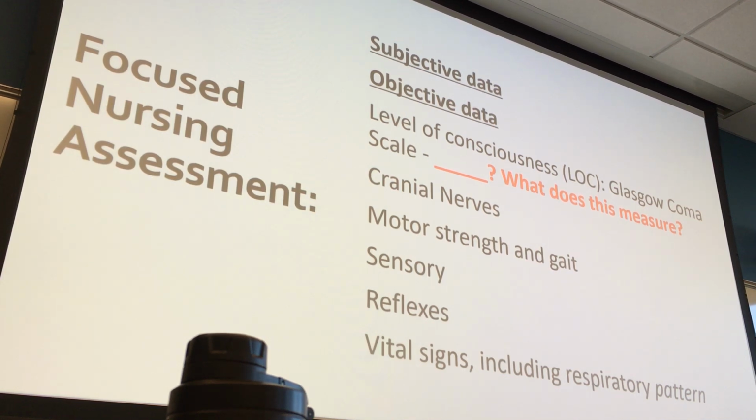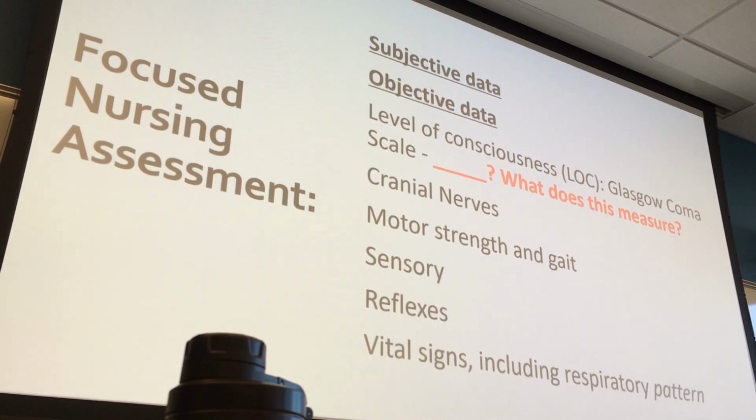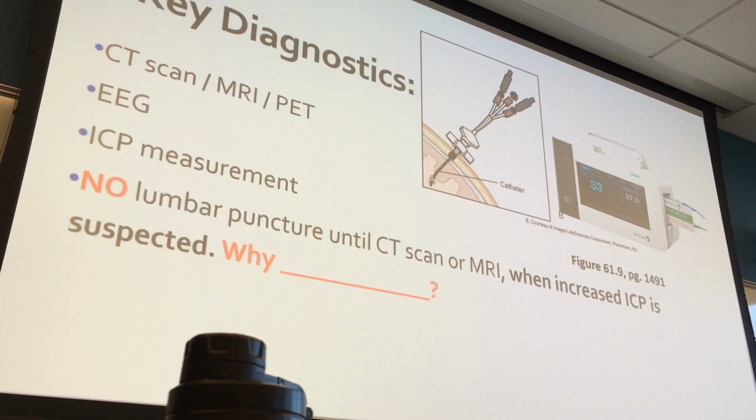You see that when they check your knee and you have that reflex, they have that little hammer that they use, okay? And then vital signs, including the respiration patterns, right? Because we just talked about it. If you're seeing Cheyne-Stokes, you know that something is very, very dire. Something is very, very wrong.